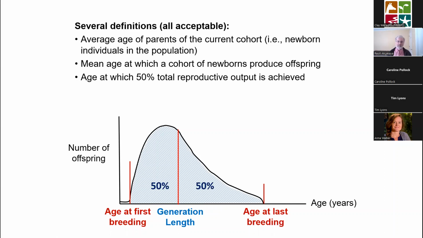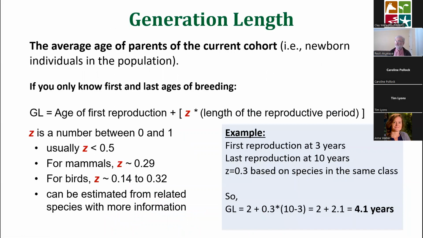I should also say that technically, those are three different things, and when you have a lot of data on a species, you may end up with three different numbers, which is okay. You can just use any one of them or take their average. This happens very rarely, by the way. You need a lot of data to be able to estimate all three generation length definitions.